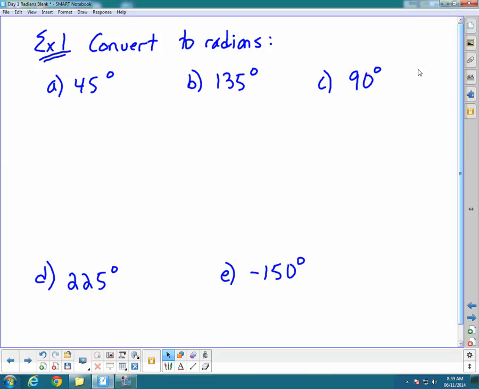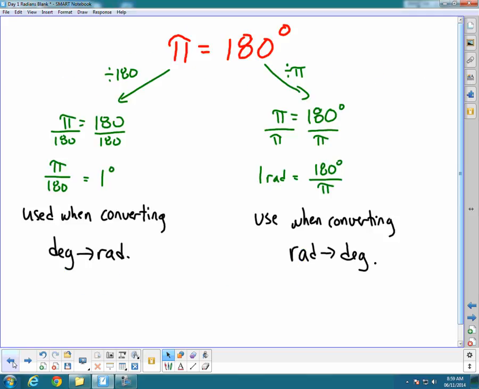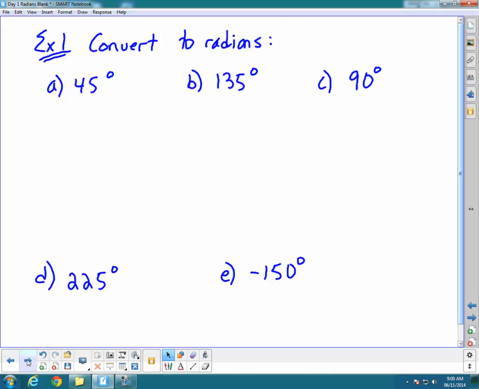So what we're going to do now is get comfortable converting from radians to degrees and degrees to radians. And we're going to use the relationships that we just discovered here, that 1 degree is pi over 180. This is the one we're going to use for converting from degrees to radians. So in the first one, we're going to convert 45 degrees.